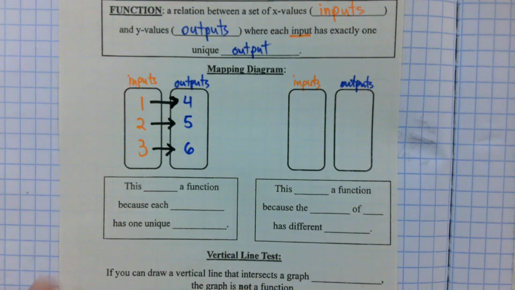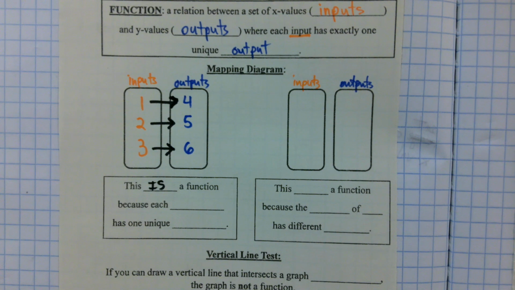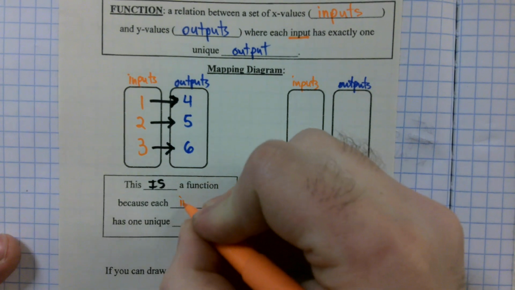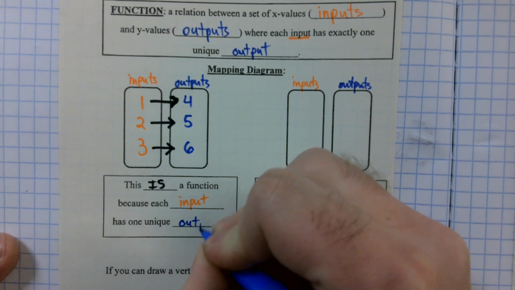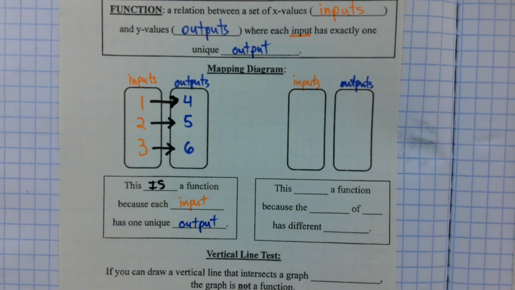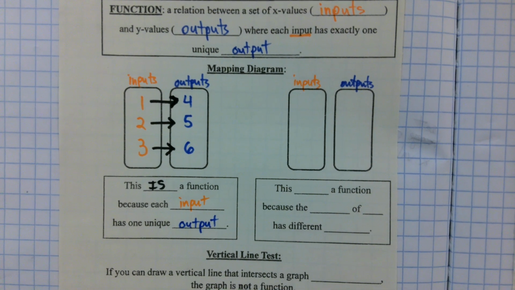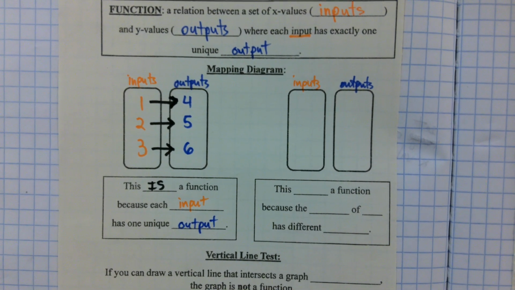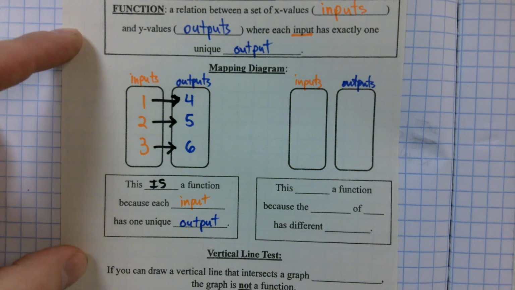I'm going to keep this up for Kai. This is a function because each input has exactly one unique output. My 1 puts out a 4, my 2 puts out a 5, my 3 puts out a 6. Any questions on that first one?